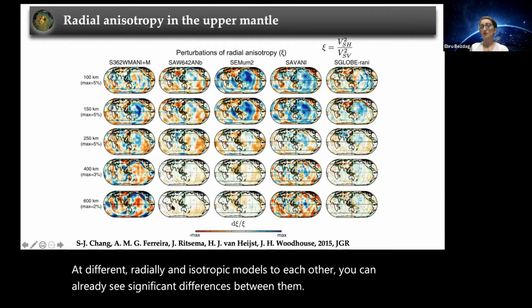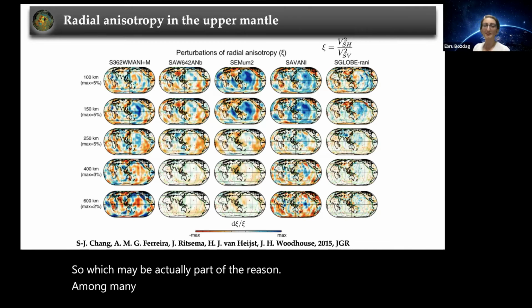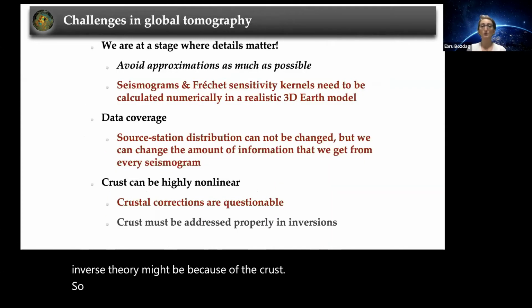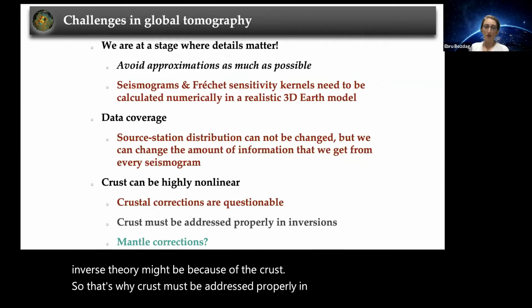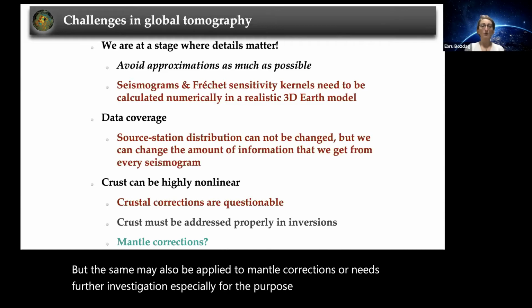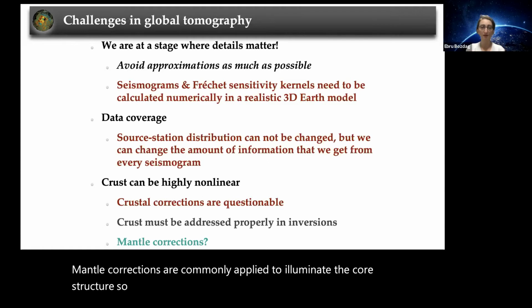Which may be actually part of the reason, among many other reasons related to the challenges related to the inverse theory, might be because of the crust. So that's why crust must be addressed properly in inversions. But the same may also be applied to mantle corrections or needs further investigation, especially for the purpose of our study, where mantle corrections are commonly applied to illuminate the core structure. So that needs still to be evaluated.